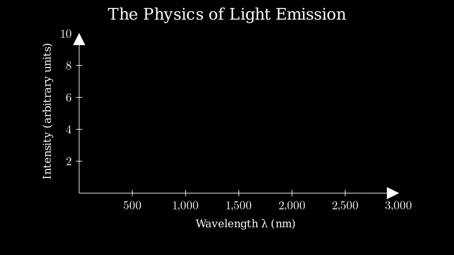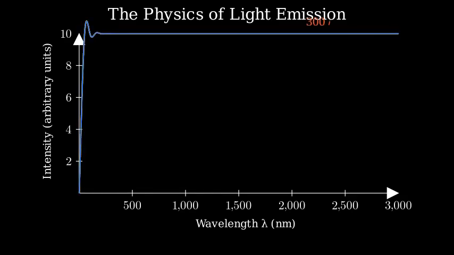We'll create a graph where the x-axis represents wavelength in nanometers and the y-axis represents intensity, or how much energy is emitted at each wavelength. Now, let's see how objects at different temperatures emit radiation. I'll plot four curves representing objects at 3000 Kelvin, 4000 Kelvin, 5000 Kelvin, and 6000 Kelvin. Each curve shows the intensity of radiation emitted at different wavelengths.